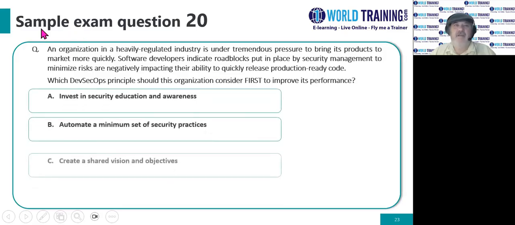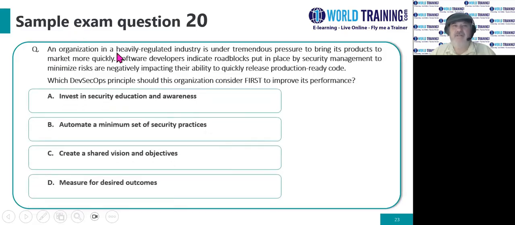Okay. Question 20. An organization in a heavily regulated industry is under tremendous pressure to bring its products to market more quickly. Software developers indicate roadblocks put in place by security management to minimize risks are negatively impacting their ability to quickly release production-ready code. Which DevSecOps principle should this organization consider first to improve its performance?